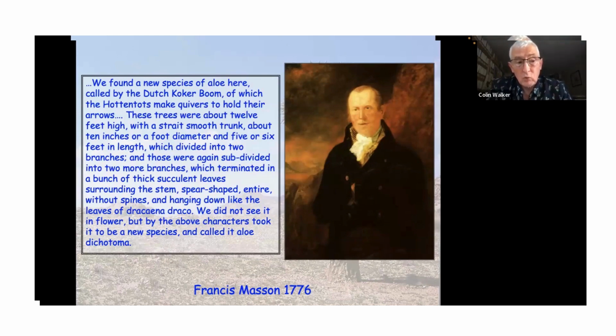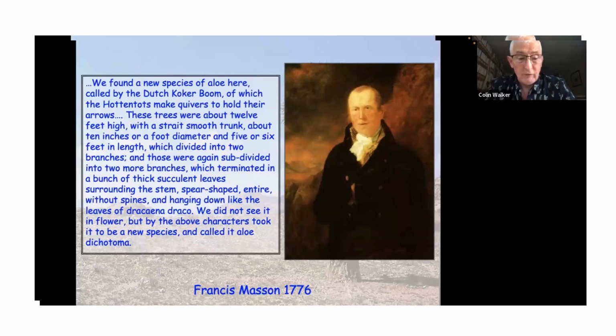These trees were about 12 feet high with a straight, smooth trunk, about 10 inches or a foot in diameter and 5 or 6 feet in length, which were divided into 2 branches, and those were again subdivided into 2 branches, which terminated in a bunch of thick, succulent leaves surrounded by the stem, spear-shaped and tied without spines and hanging down like the leaves of a Dracæna Draco, that's the dragon tree.